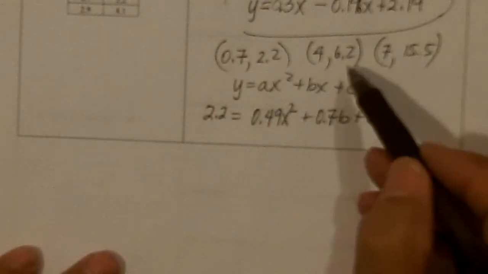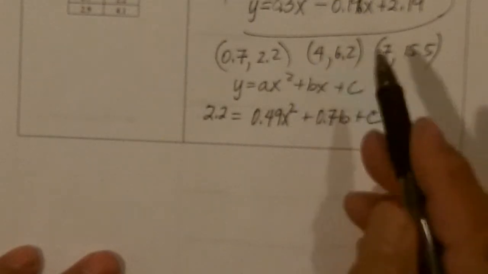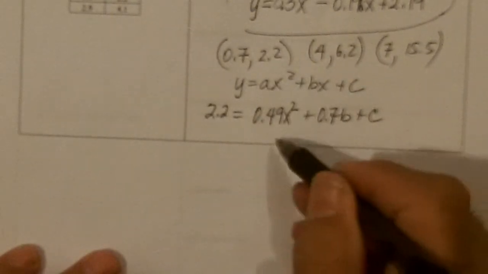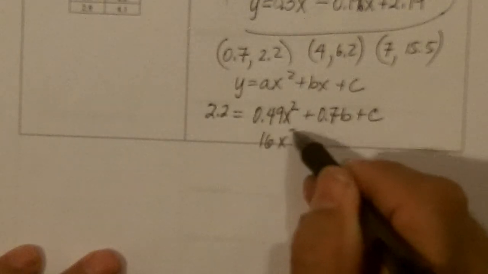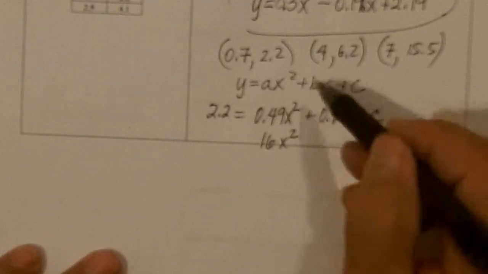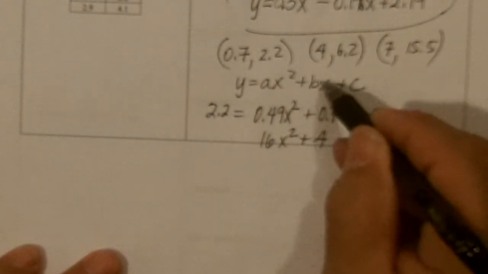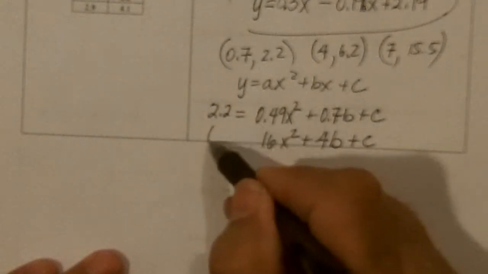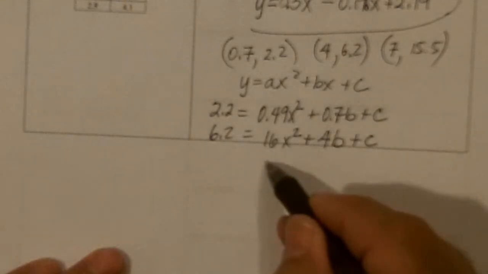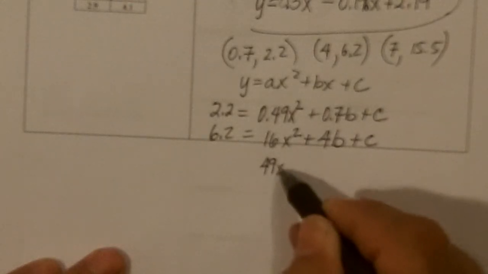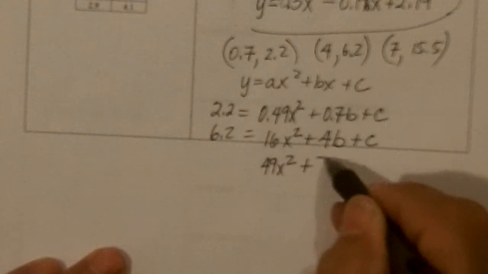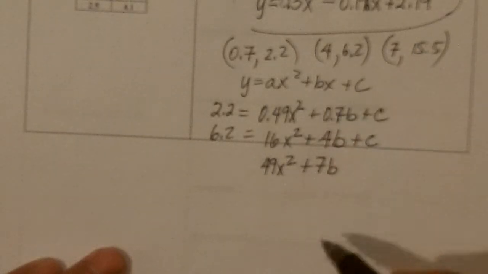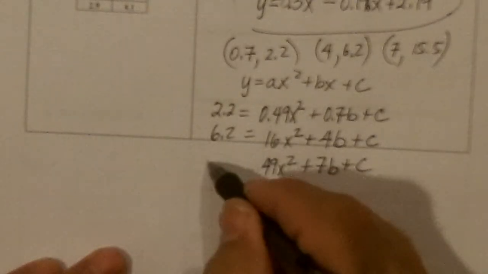And then if we put in 4, 4 squared is 16, so we'd have 16a plus 4b plus c equals 6.2. And if we put in 7, we get 7 times 7, 49a plus 7b, if I put 7 in for the x, times b, plus c equals 15.5.